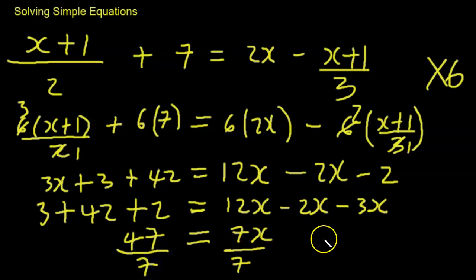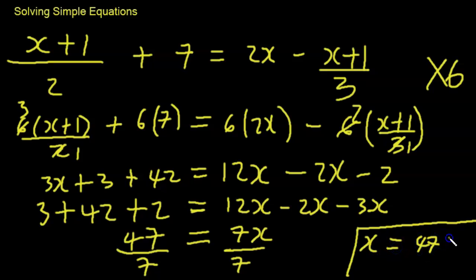So 7 into itself is 1. So our solution, 47 over 7. 7 cancels 7. So x equals 47 upon 7. I'm sure it cannot be simplified any further. Probably get a decimal if we try to divide it. 47 upon 7 is perfectly fine.